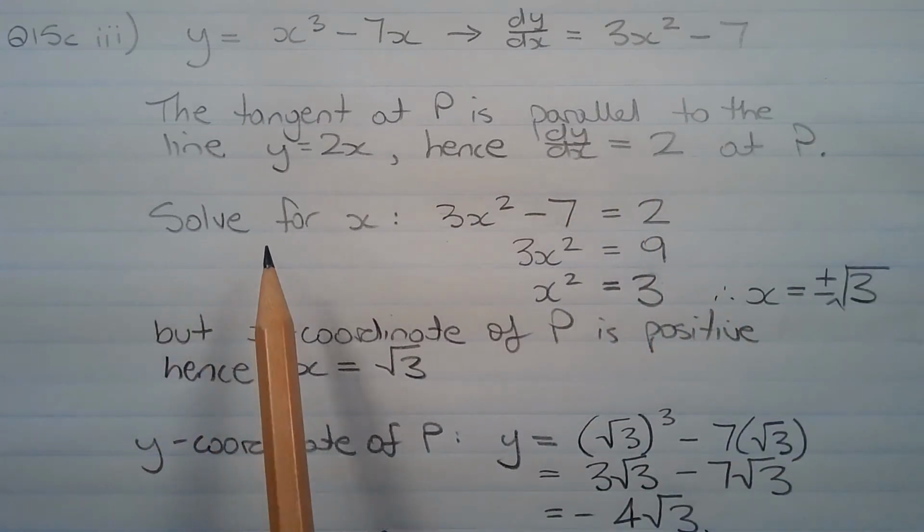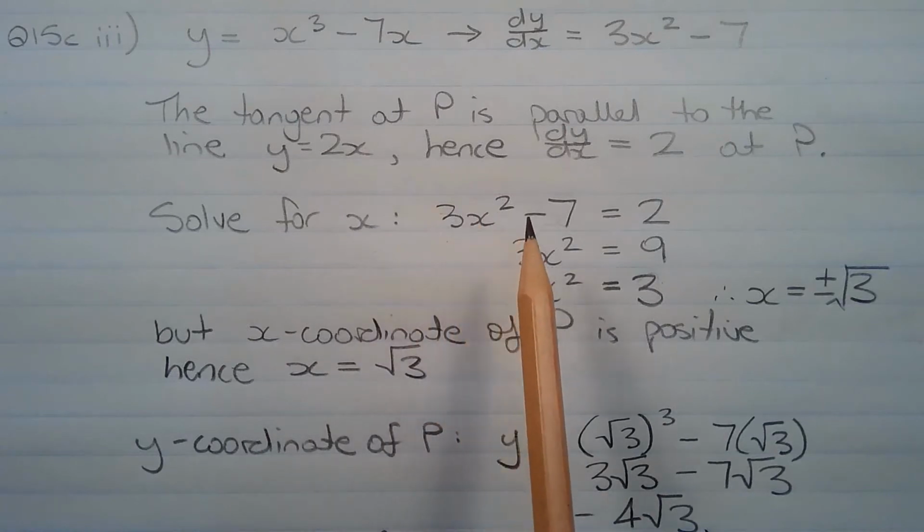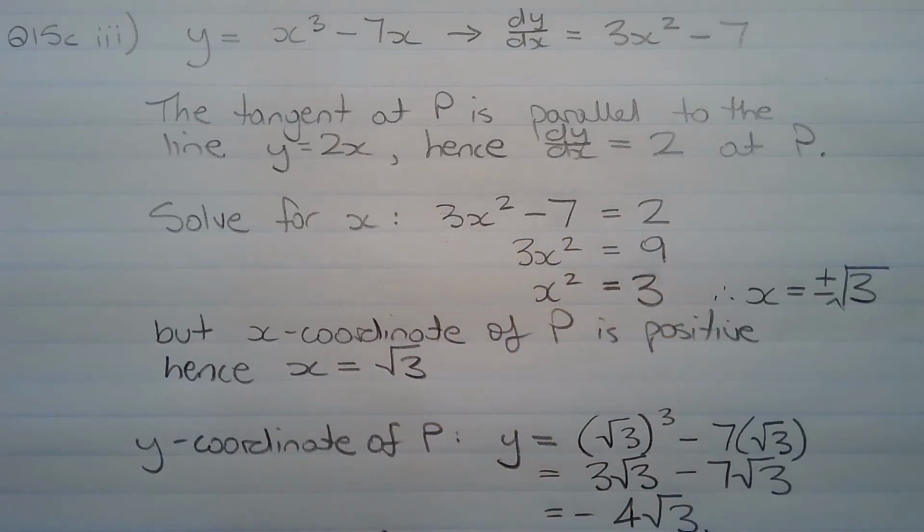So we're going to solve for x the equation 3x squared minus 7 equals 2. Adding 7 to both sides, we get 3x squared equals 9. Dividing both sides by 3, we get x squared equals 3. Then taking the square root of both sides, we get x equals plus or minus the square root of 3. But we're given that the x-coordinate of point P is positive. Hence, x equals the square root of 3.